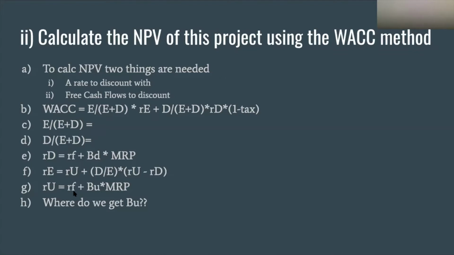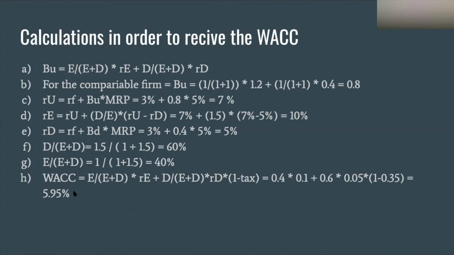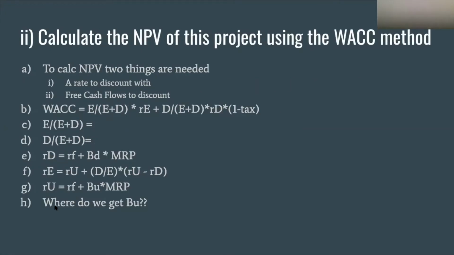And from that equation, the only thing we don't have is the unlevered beta. And how do we receive that? As I stated before, we received some information about a similar firm that conducted the same type of project, and we received their debt to equity ratio, their equity beta, and their debt beta. And since the assumption is that the unlevered beta should be the same for these two similar projects, that is what we will use in order to receive the unlevered beta.